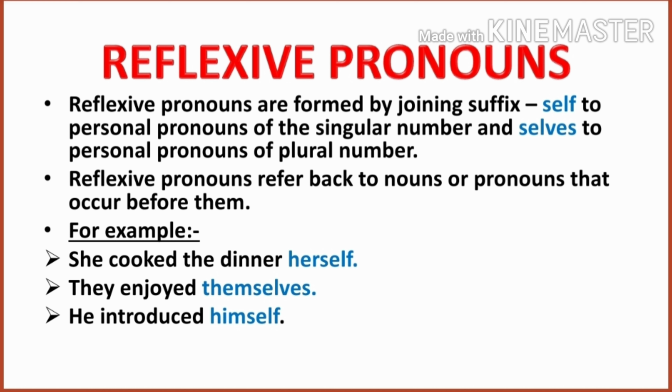So, if we add the suffix selves to the personal pronouns of plural number, then also we get reflexive pronouns. Let's look at the examples. She cooked the dinner herself. They enjoyed themselves. He introduced himself. In these sentences, the words in blue, herself, themselves and himself, are reflexive pronouns, and you can notice that all of them are formed by adding the suffix self or selves to personal pronouns.